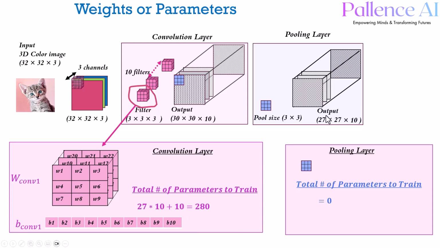And now if you come to the pooling layer, there is nothing to learn, right? Because you just put the pooling filter here and you're just going to take the maximum value of the original input image in that portion. So there's nothing to calculate. There's nothing to train for a pooling layer. So the total number of parameters to train in a pooling layer is 0.